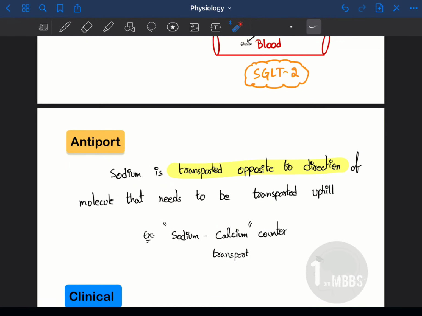Antiport. Antiport is simple. Here, the sodium is transported literally in the opposite direction to the movement of the ion which goes up the concentration gradient. The basic example is sodium calcium counter transport.